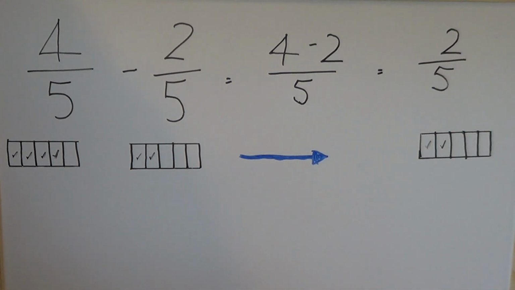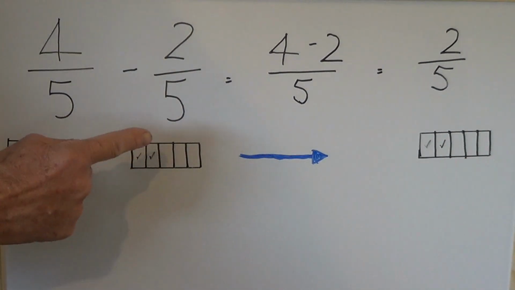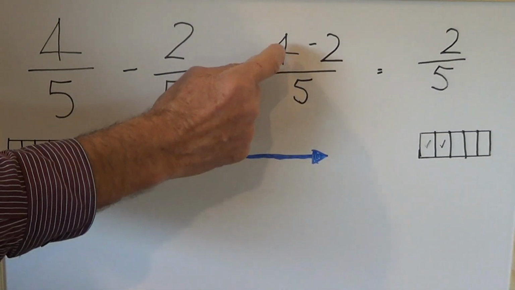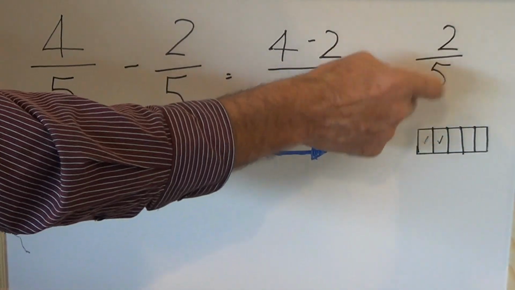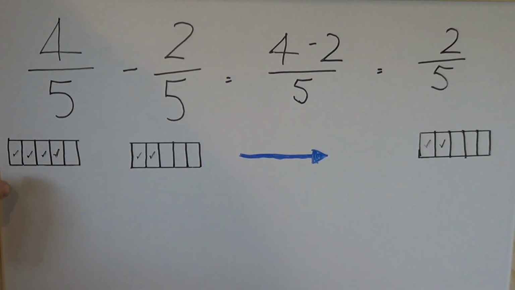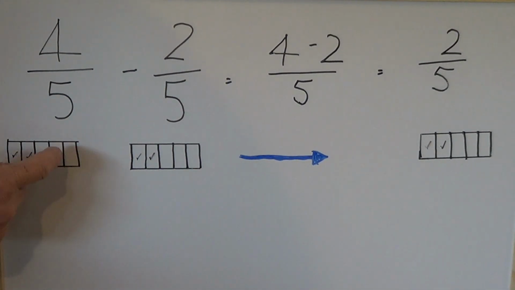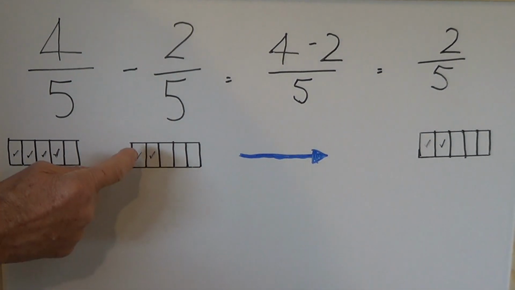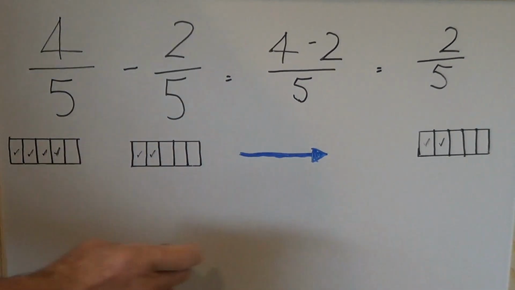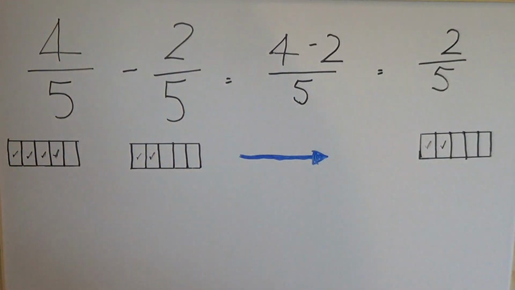Here we're subtracting actually. It's 4/5 take away 2/5. We combine them into one fraction, that's 4 minus 2, which is 2/5. Basically we take 4 parts of a chocolate bar and we subtract 2 parts of a chocolate bar, and we end up with just 2 parts of a chocolate bar.